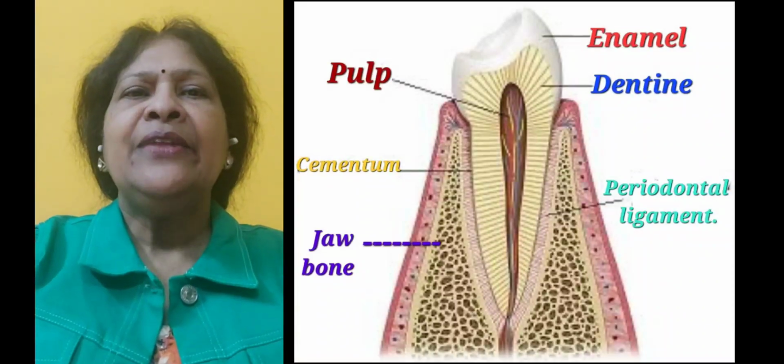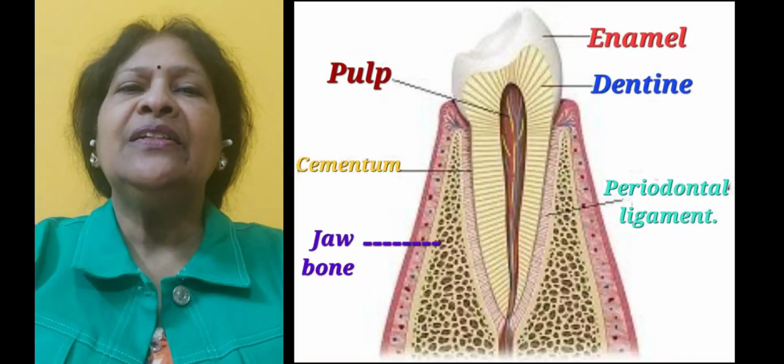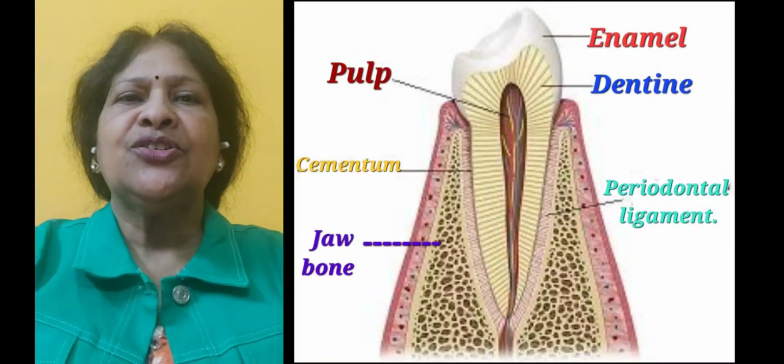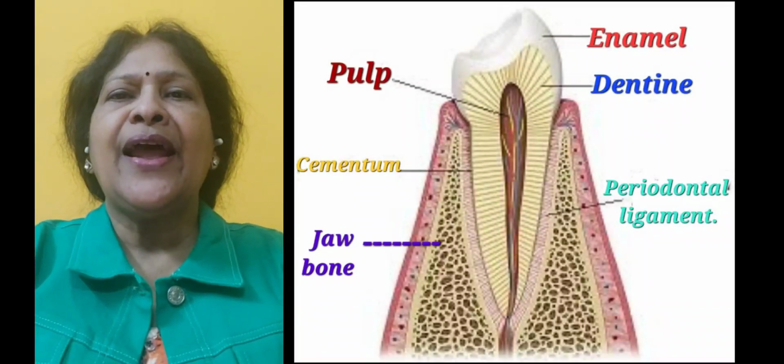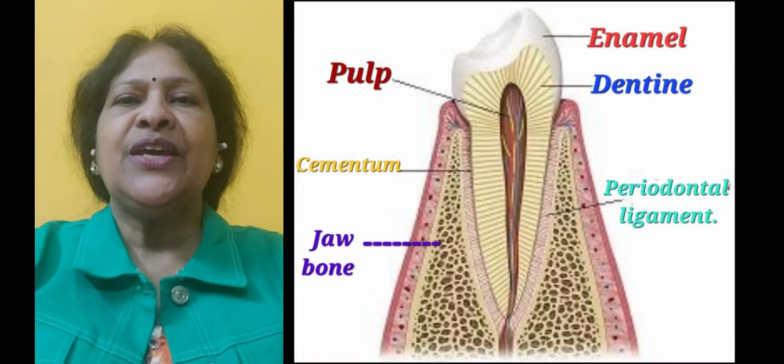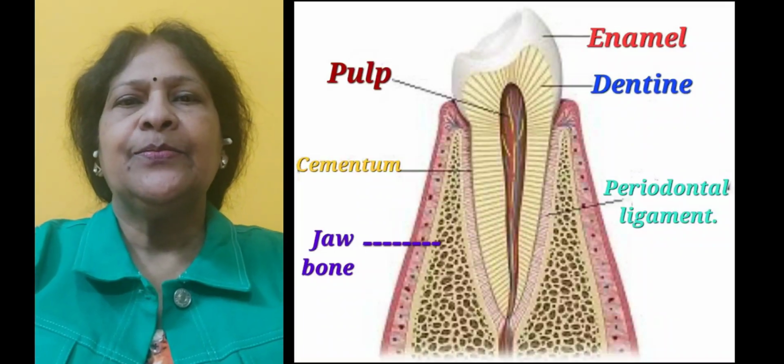Both the enamel and the dentine make the teeth hard structures with the capacity to grind and masticate hard objects, like bones of mutton, chicken, and everything.